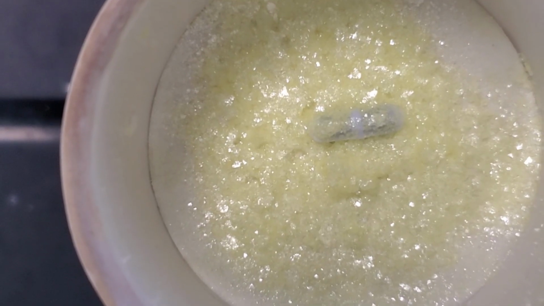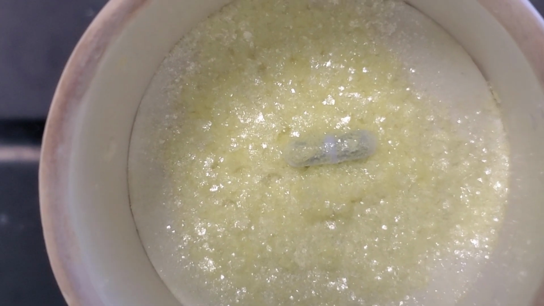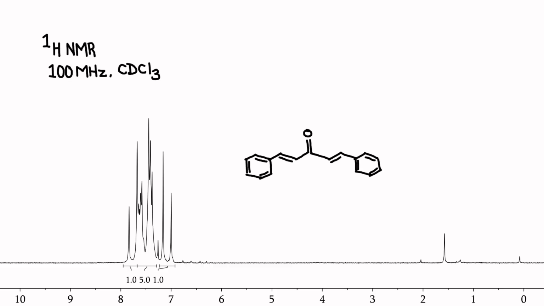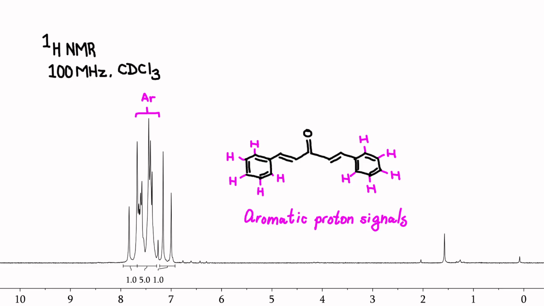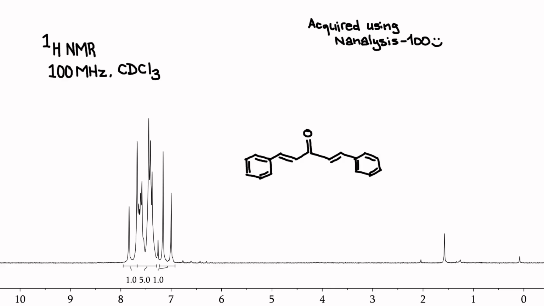After purification, I analyzed the product by proton NMR and COSY on a benchtop instrument. In the proton NMR spectrum, dibenzalacetone shows aromatic and vinylic signals. Since this was collected on a benchtop instrument, the resolution is lower than on a high-field spectrometer, so there was some overlap between one of the vinyl signals and the aromatic region. Even so, the pattern is still consistent with the expected structure.